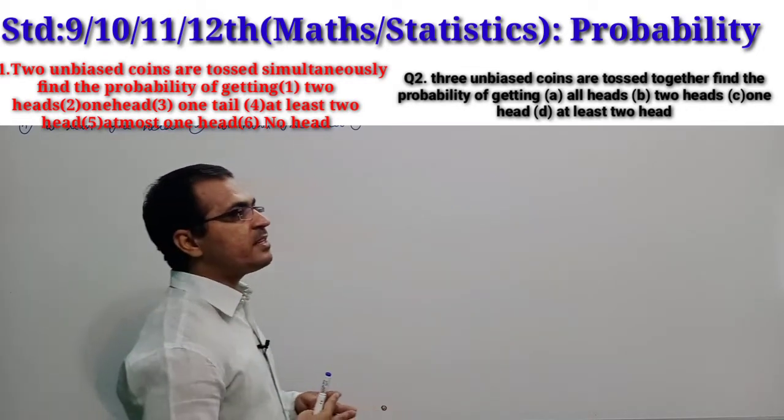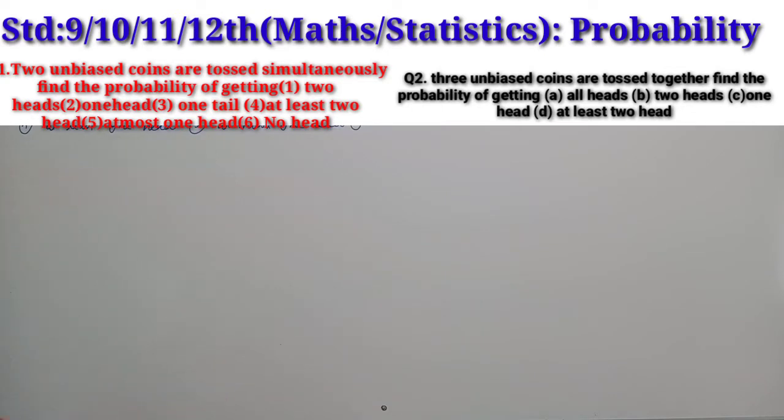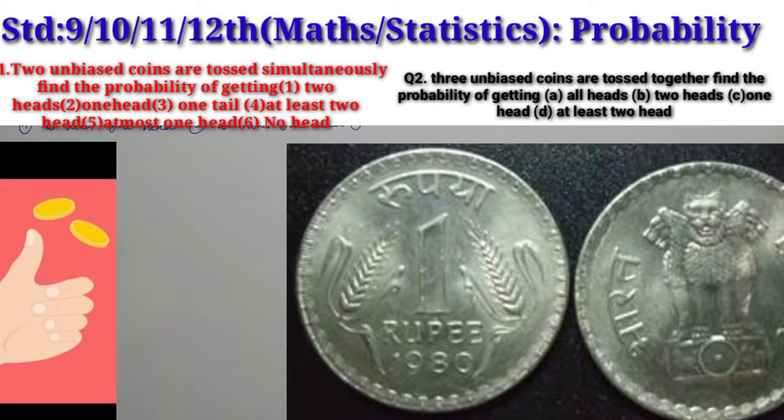The first question states that two unbiased coins are tossed simultaneously. Find the probability of getting two heads, one tail, at least one head, at most one head, and no heads.